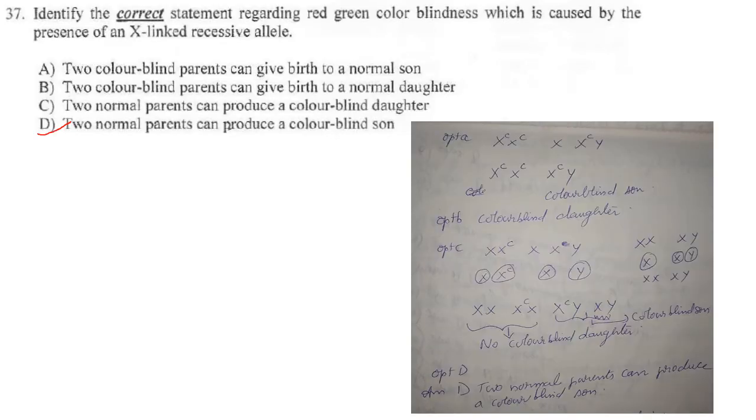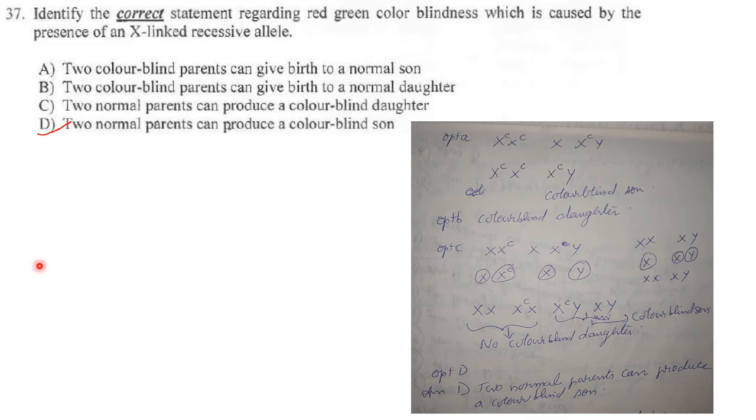Then, identify the correct statement regarding red-green color blindness which is caused by the presence of an X-linked recessive allele. So, it is an X-linked recessive allele, so it is located on the X chromosome. X-linked recessive genes are expressed in females only if there are 2 copies of the gene. However, in males, there needs to be only 1 copy of an X-linked recessive gene for the trait to be expressed.